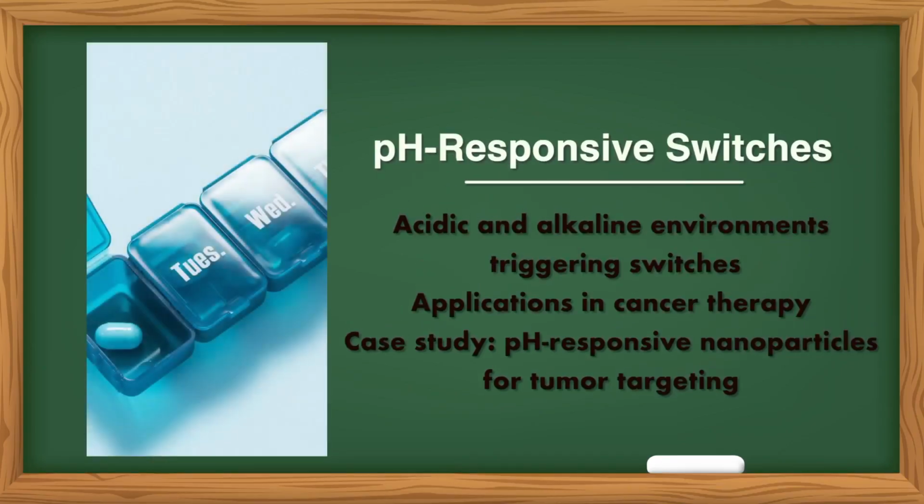Next type is the pH sensitive molecular switches. pH sensitive switches respond to changes in acidity or alkalinity by undergoing structural or conformational alterations. They find extensive application in drug delivery, biosensing and controlled release systems. Hydrogen based switches: hydrogen bonds can be cleaved or formed based on pH changes, making them suitable for pH responsive drug delivery systems.